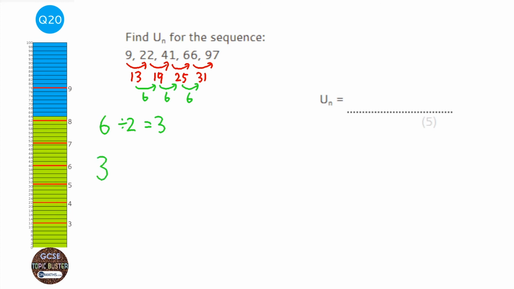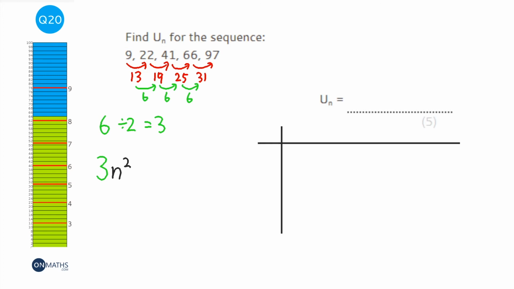Now that 3 will go before an n squared. So we know our nth term will involve 3n squared, but we don't know what the rest of it is yet. So what we do is a little table, and we write in our sequence, which is 9, 22, 41, 66, and 97. And then we write down the sequence for 3n squared, which is going to be 1 squared times 3, because n is 1 for the first term.